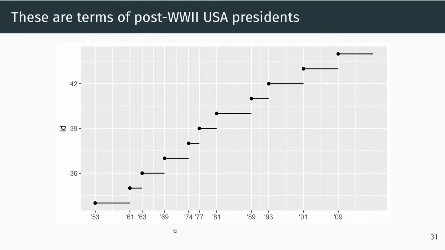So here's what it looks like. We have only 11 points, so why not just have an axis label for each one of those points? So these are the start dates for each of these 11 presidents from number 34 through number 44.